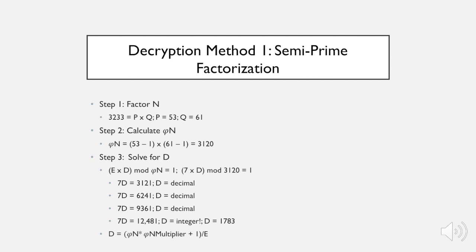With knowledge of the publicly available value of e, as well as the value of phi n, the message interceptor can easily calculate the value of the decryption key d, because he has created one equation with only one unknown value.